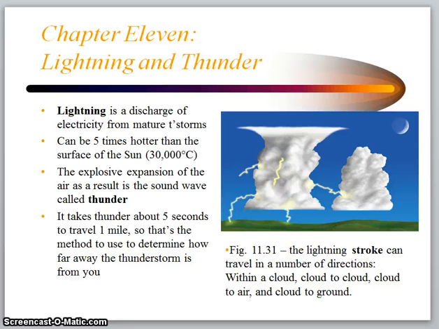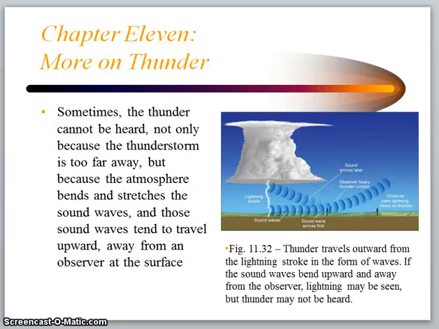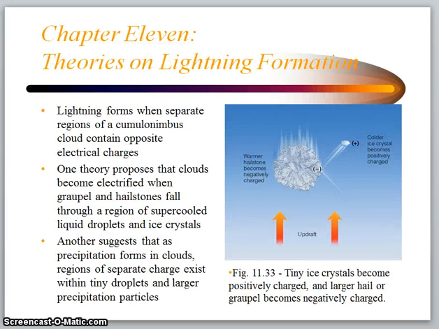And of course, the lightning stroke can travel in a number of directions. It can go cloud to cloud, it can go cloud to air, and the one that can kill you is the cloud to ground one. Those are the most dangerous ones. Here's a bit more about thunder. Sometimes the thunder can't be heard, not only because the thunderstorm is too far away from your location as the observer, but the atmosphere tends to bend and stretch sound waves, and those sound waves tend to travel upward away from the observer at the surface. So it's entirely possible that you can see lightning from a thunderstorm 20 miles away, but you may not be able to even hear the thunder because of the bending of sound waves.